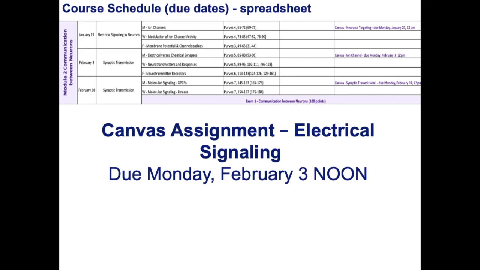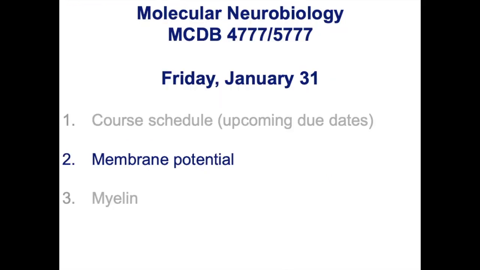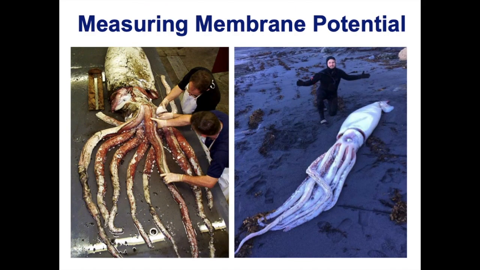There's also a possibility of us doing, say, a tutorial session or a review session the week of February 10th, but we can talk about that in lecture next week. So today we're going to cover membrane potential in a little bit more detail, and we're also going to talk about the action potential and how axons propagate signals down the length of the axon and how those signals are insulated using myelin. First, I wanted to show you the giant squid.